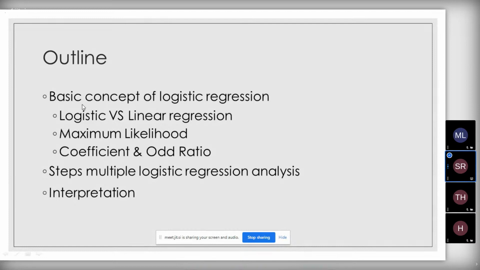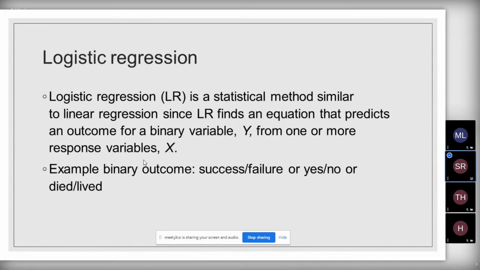So, just to compare logistic versus linear. How we transform the logistic from linear, and why we call it logistic, use maximum likelihood to get the best fit line, and then what is the coefficient, and how we get the odds ratio from the coefficient. After that, we go to R for analysis.